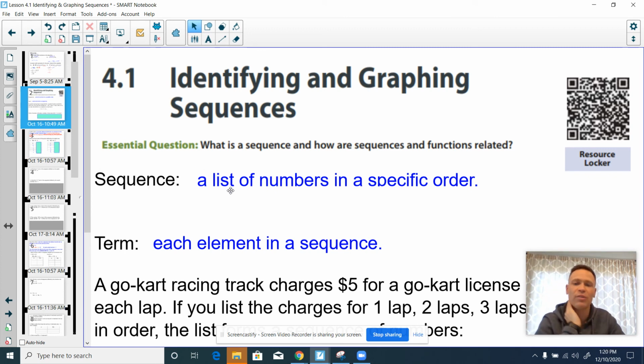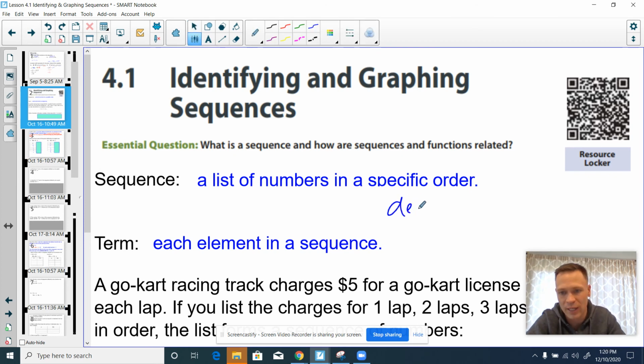A sequence is a list of numbers in a specific order. Now, that specific order is usually defined by a function that we use. We're going to have a different word for function in the next slide or two, but it's literally going to be a function, right? And a term is an element in the sequence, right? So let's just give you a basic sequence here.